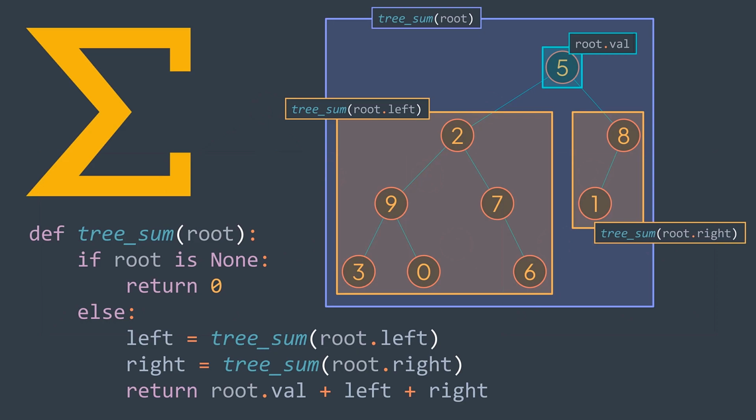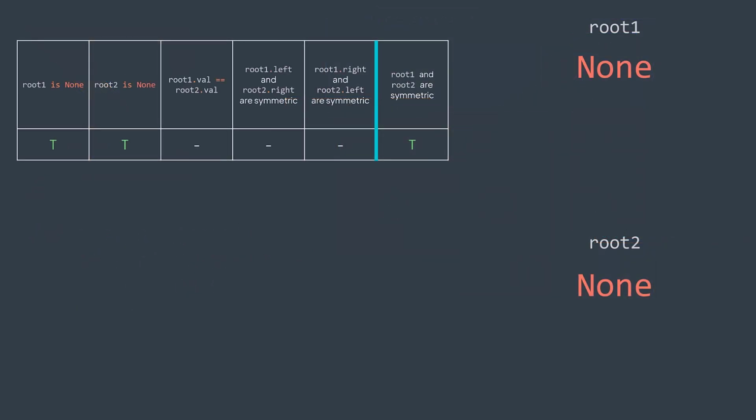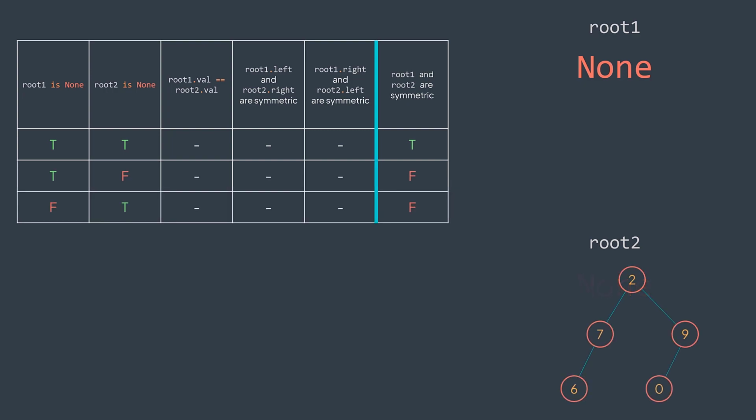Let's go back to our problem. We have two trees root 1 and root 2, and we want to check if they're symmetric to each other. First case, both trees are empty. In that case, we return true because they're still symmetric to each other. There is nothing that breaks the condition. Second case, one tree exists but the other one doesn't. In that case, we directly deduce that they're not symmetric, because the node of the tree that exists doesn't even exist in the other one. It's empty. We return false.